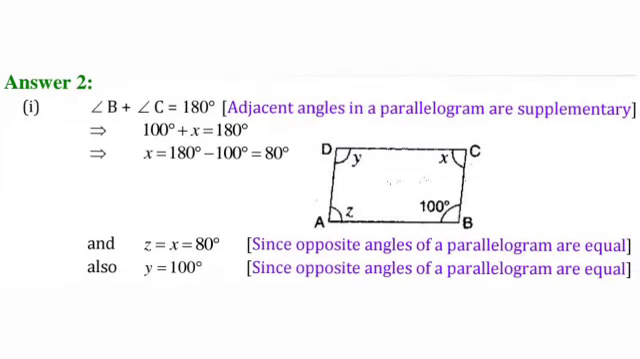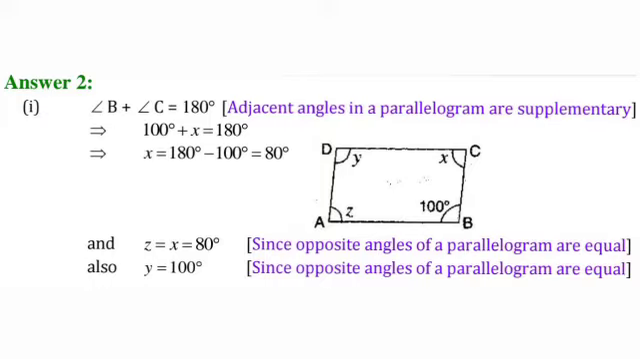In this, B and C are adjacent angles. When we add these two angles, we have to get 180. Therefore, angle B plus angle C equal to 180. Angle B they have already given as 100 degrees. 100 plus x equal to 180. Therefore, for x, we take 100 to the right-hand side as minus. Therefore, 180 minus 100 equal to 80 degrees, we got.